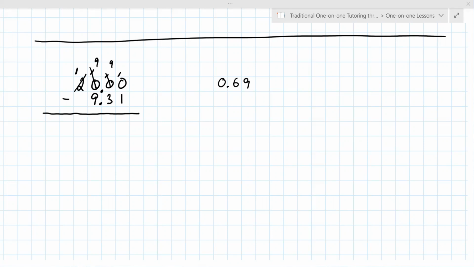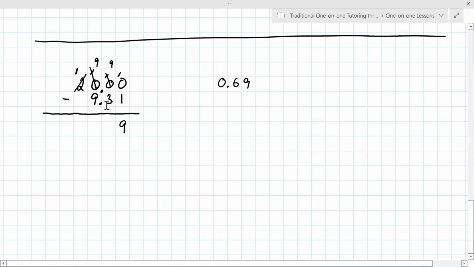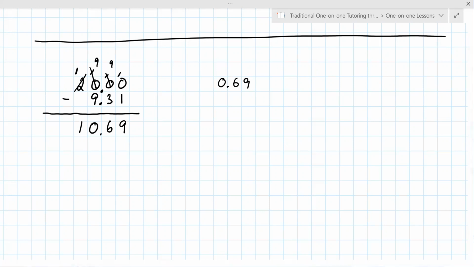Zoe, do you have another answer for me? No, it keeps giving me the same answer. Okay, let's look at it together. 10 minus 1 is 9, 9 minus 3 is 6, and 9 minus 9 is 0. So are we done? Oh no, you have to bring that 1 down. Okay, all right, so let's look at another question together.